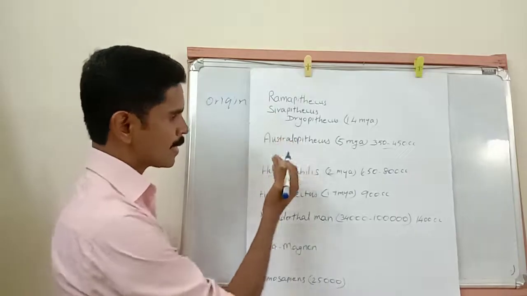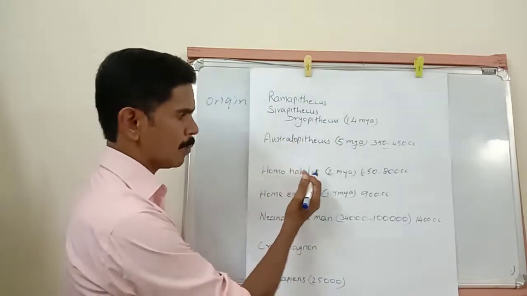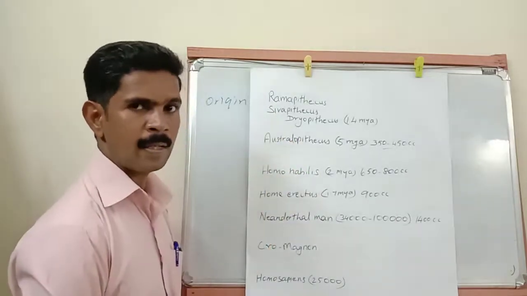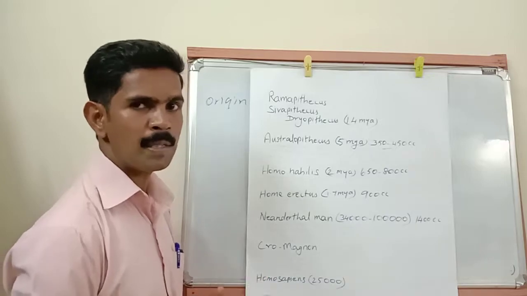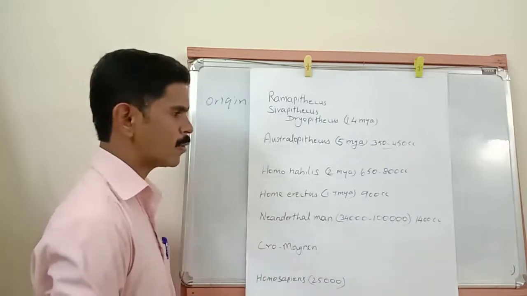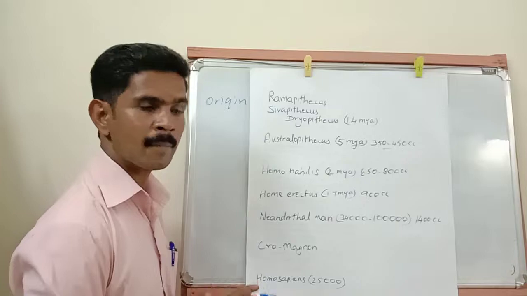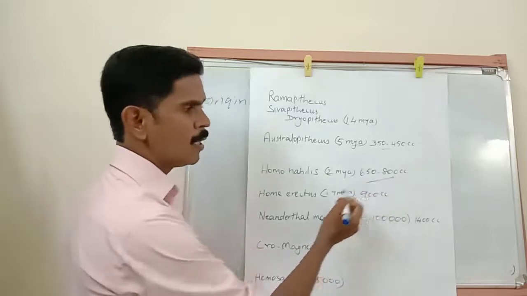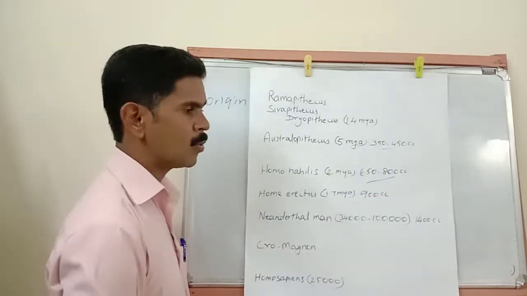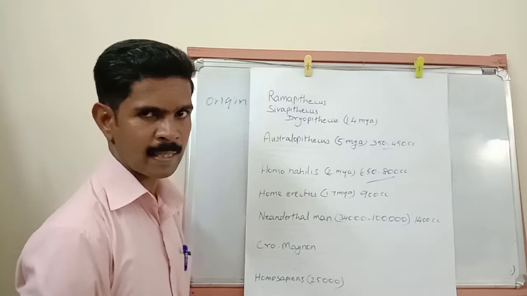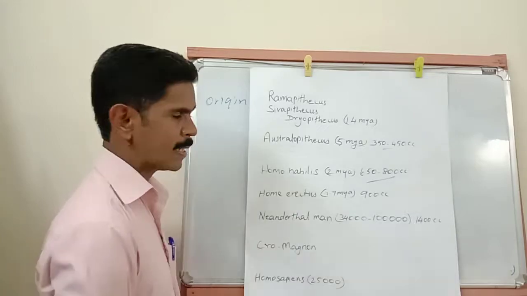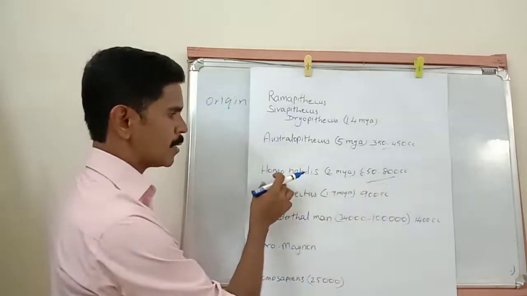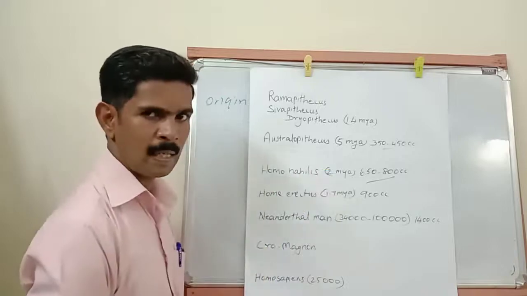The next to this Australopithecus is Homo habilis. They lived in the world 2 million years ago. And their brain capacity, a 1-mark question, is 650 to 800 cc. So this is the brain capacity of this Homo habilis.